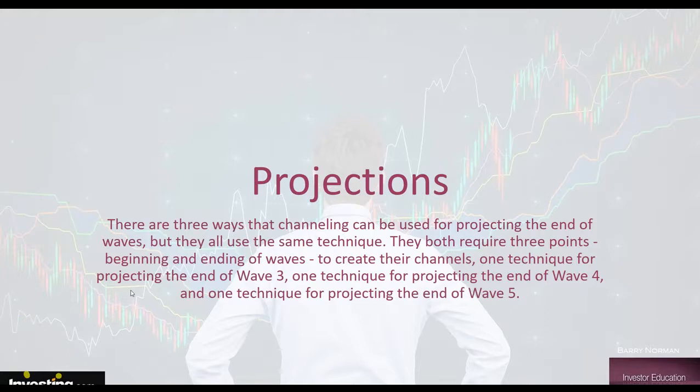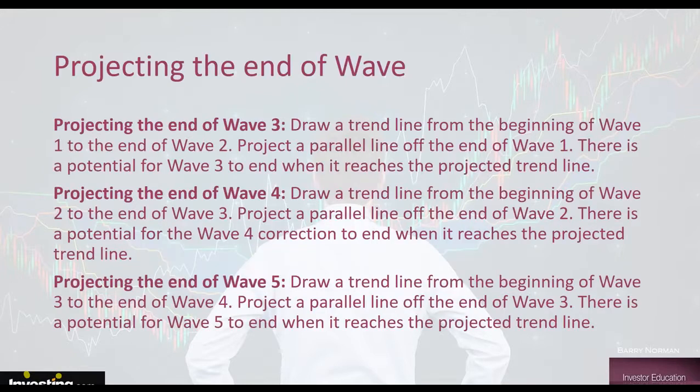Now, there are 3 ways that channeling can be used for projecting the end of a wave, but they all use the same technique. They all require 3 points, the beginning and ending of the waves, to create their channel. One technique is for projecting the end of wave 3, one is for projecting the end of wave 4, and one is for projecting the end of wave 5. So remember, you have waves 1, 2, 3, 4, and 5. You would like to project when they would end so that you could use this to trade and determine what the price points are.